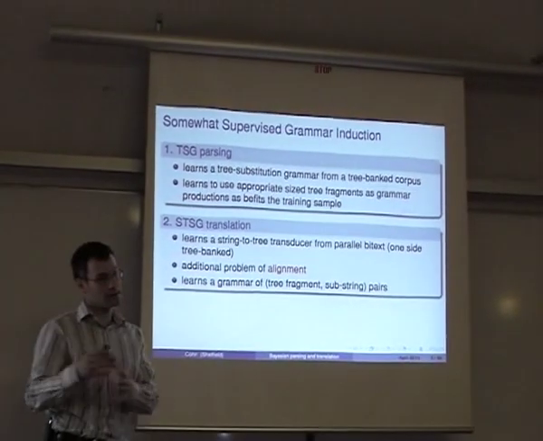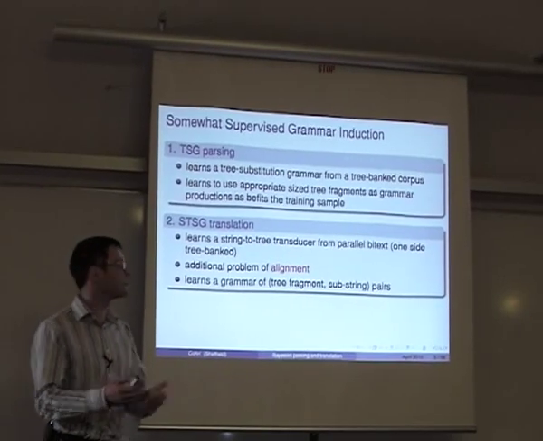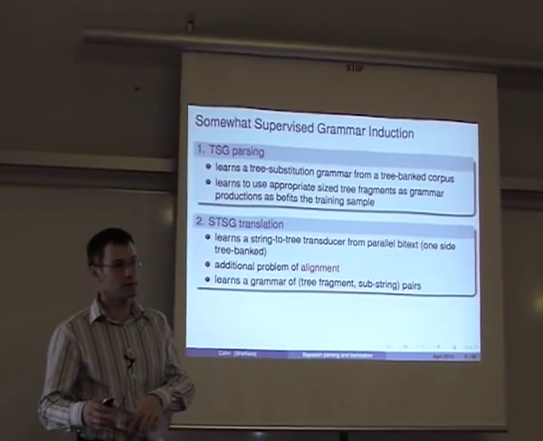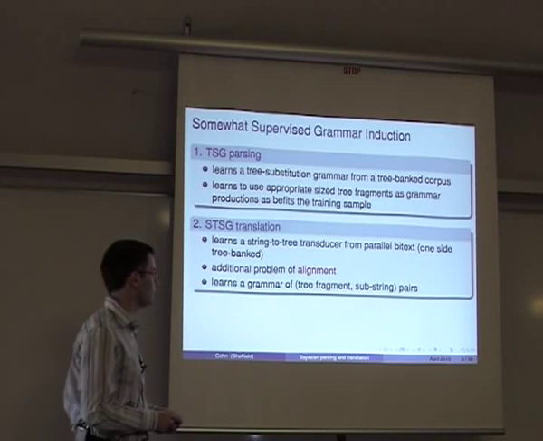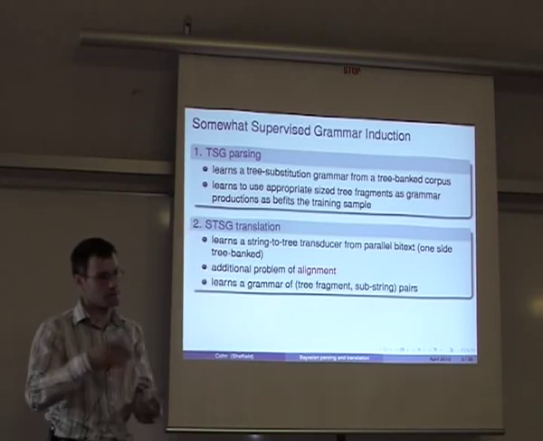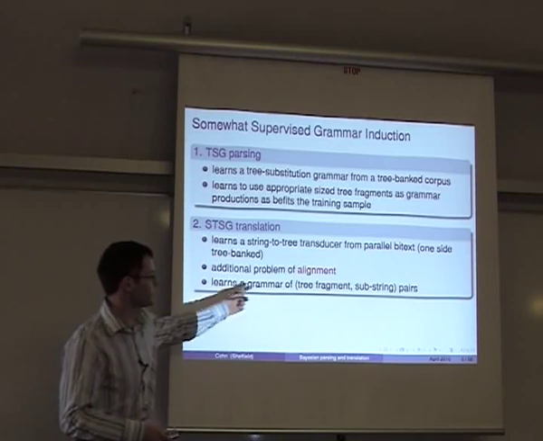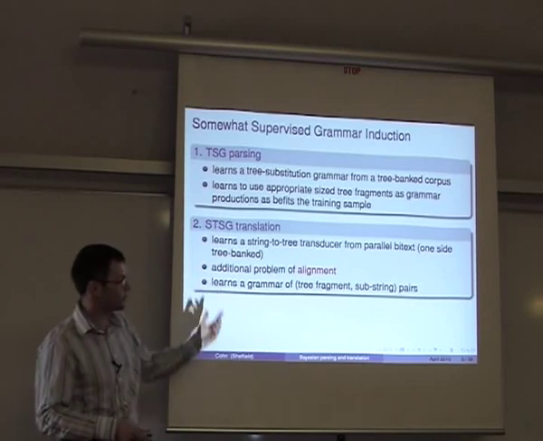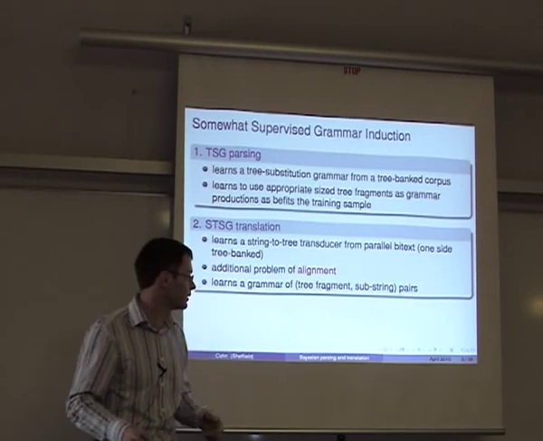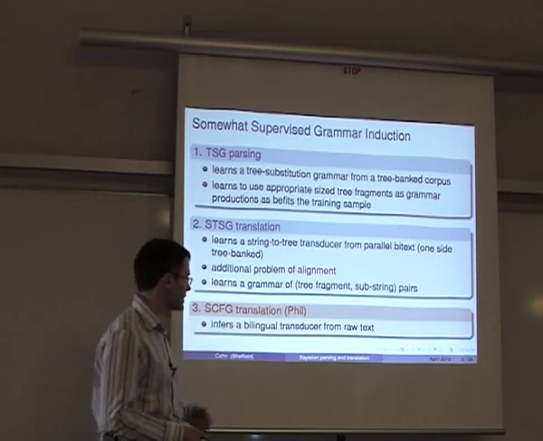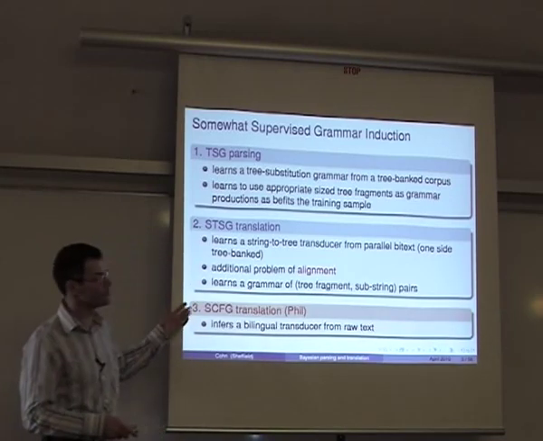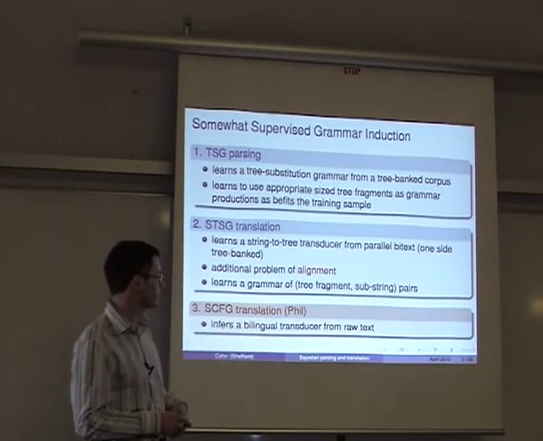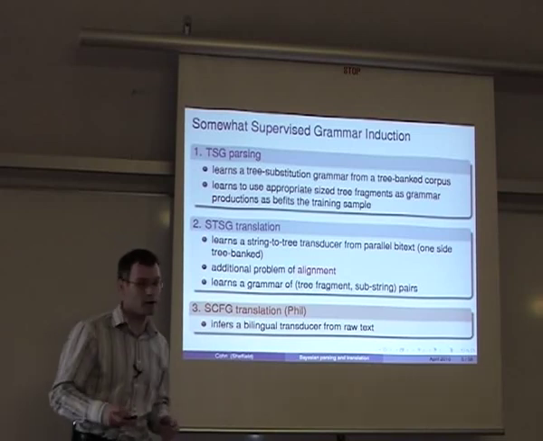Here we're given a parallel text where half of it is parsed and the other half isn't. So one language is parsed, the other language isn't, and we're trying to learn a string-to-tree transducer, so it can take strings and create trees. This is a similar model, except it's bilingual, so everything gets a bit more complicated. It also has an alignment problem, and you have to know which words translate to which words. We can learn a grammar again of tree fragments and tree-string pairs and substring pairs. In the last bit, which Phil will be presenting, we remove the reliance on any syntax whatsoever and try to do this completely unsupervised in the bilingual setting, so it's inducing a grammar from scratch.